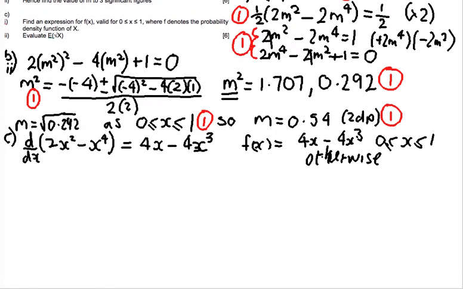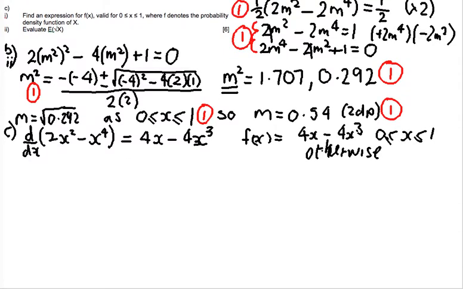We are now going to do the expectation of the square root of x. So let's start off. What we're going to be doing is we're going to integrate between 0 and 1. Remember, it's the function of x, so square root of x, multiplied by our probability density function, which is 4x minus 4x cubed.